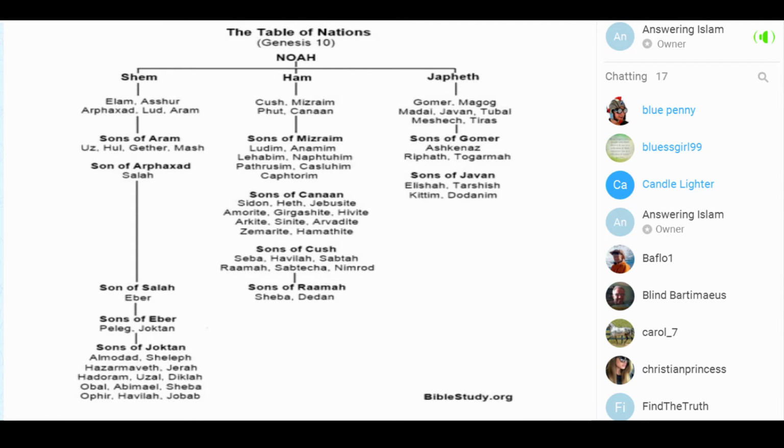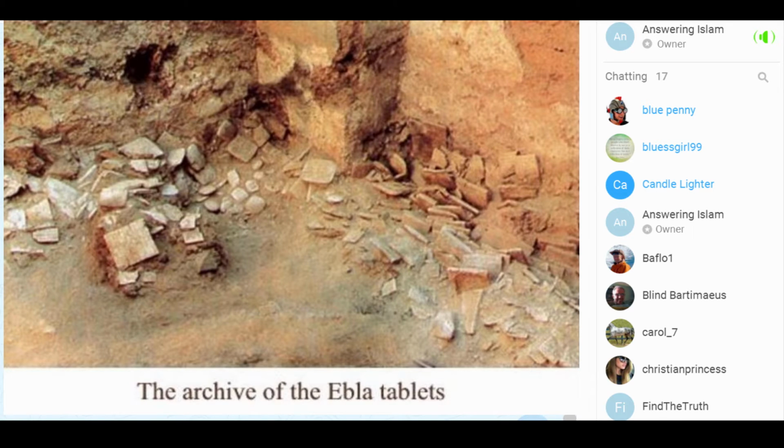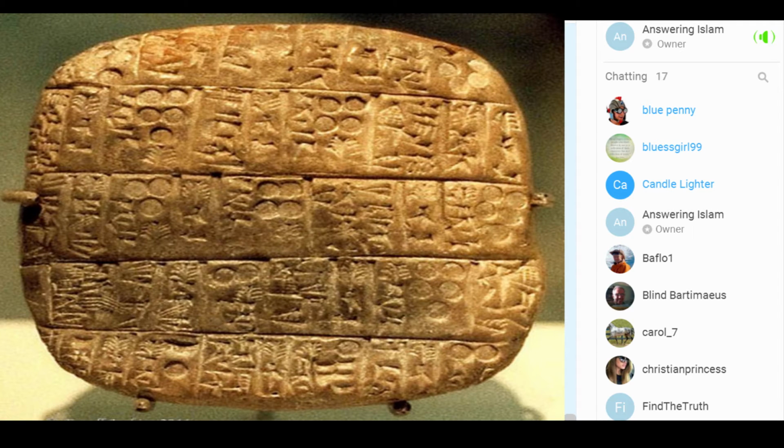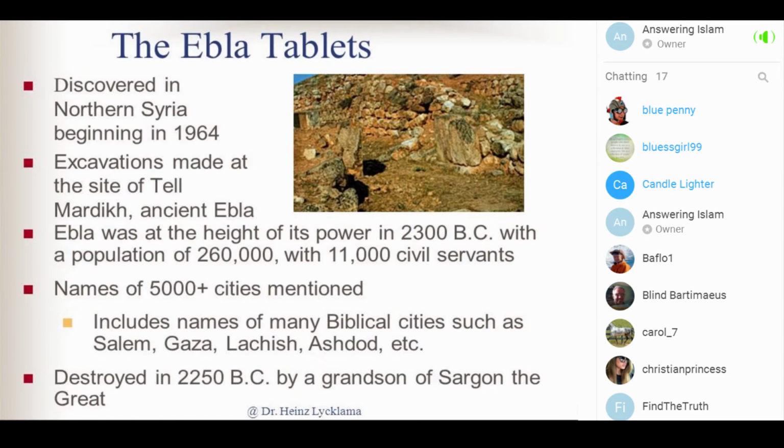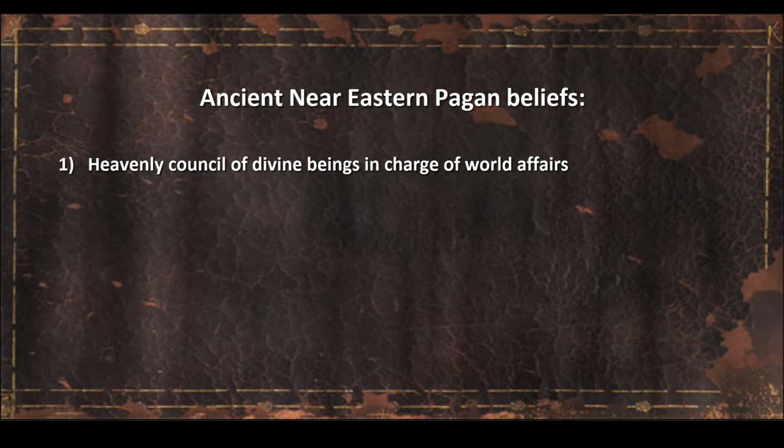Why is that important? Well, archaeologists discovered tablets at a place called Ebla and Ugarit. Tablets help to illuminate the customs, the laws mentioned in the Old Testament. So now we have a better understanding of these Old Testament customs and laws. Well, one thing that these scholars and archaeologists discovered is that the pagans, the ancient Near Eastern peoples, believed in a heavenly council, a council of divine beings that presided over the affairs of the world. The divine council, heavenly council.